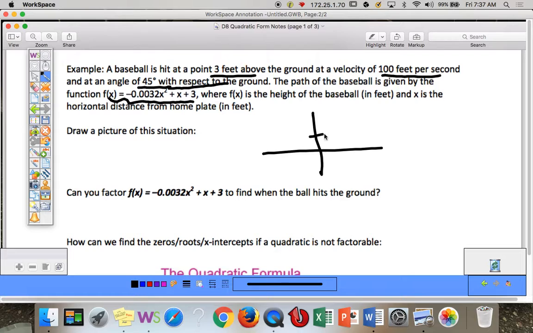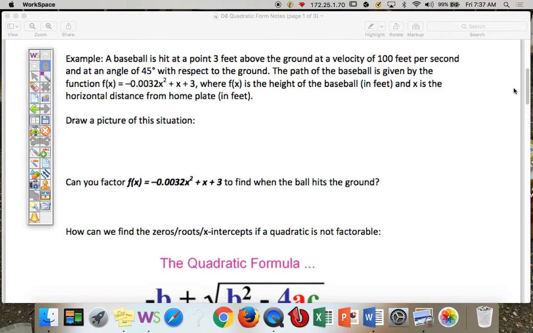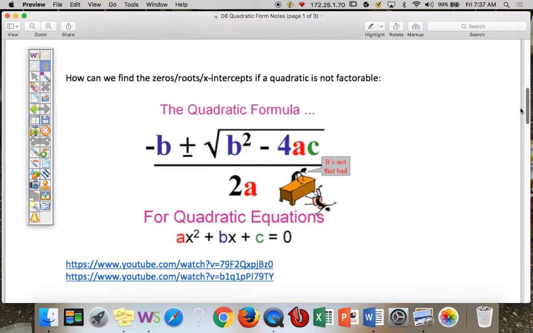All right, so here's 3 feet above the ground. You're going to hit the ball up, and it's going to go down. And we would be looking for the zeros of the graph. One would be positive, one would be negative. Would this be easy to factor? Well, think about putting that in a box and circle. It would be pretty tough to find something that would multiply to these two that add to 1. So the question is, how can we find the zeros, roots, or x-intercepts if a quadratic is not factorable?